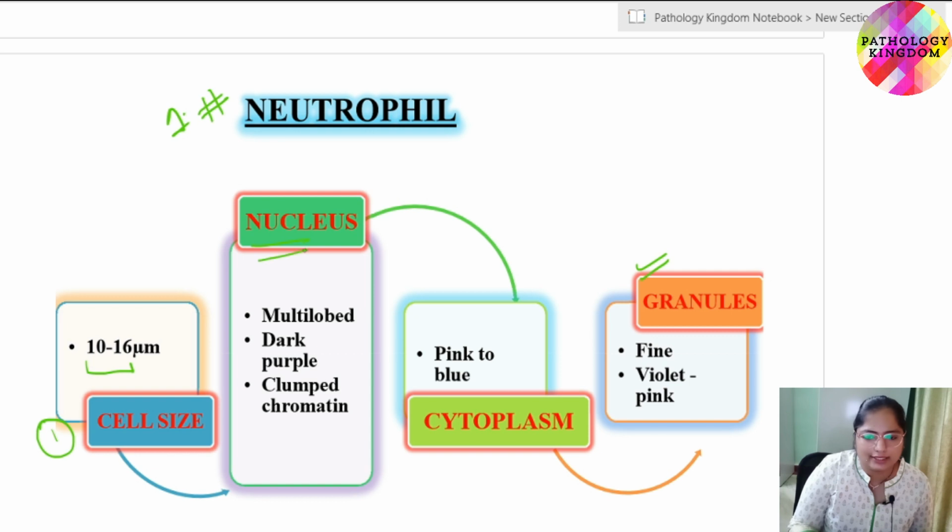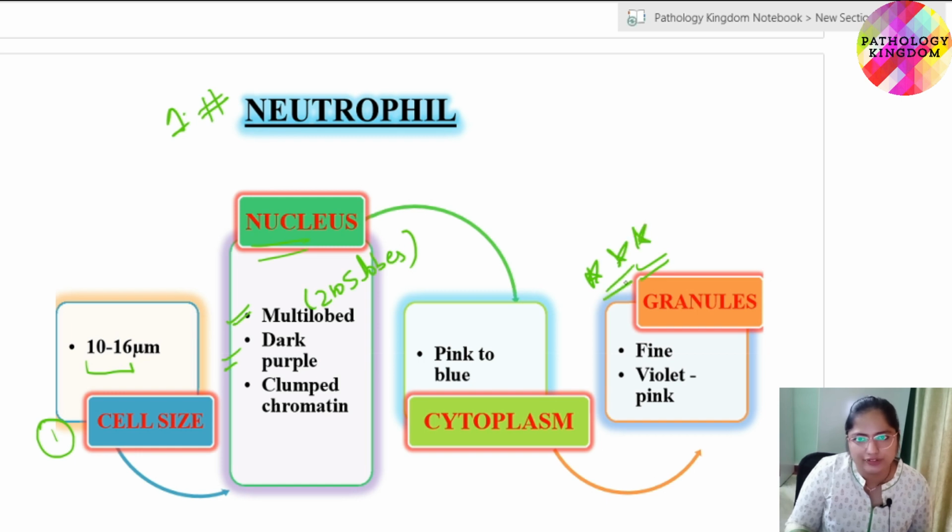Now nucleus. The nucleus of neutrophil is multi-lobed, usually 2 to 5 lobes. It is dark purple in color and having clumped chromatin. The cytoplasm is pink to blue. Now coming on to the granules, very important point used for differentiating various granulocytes. Neutrophil will have fine and violet pink granules.